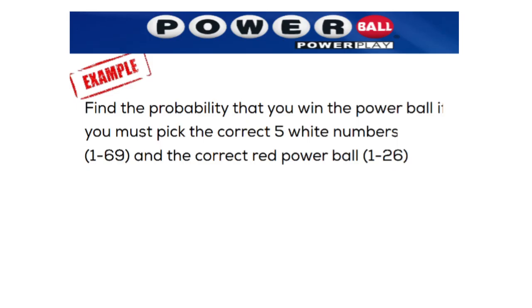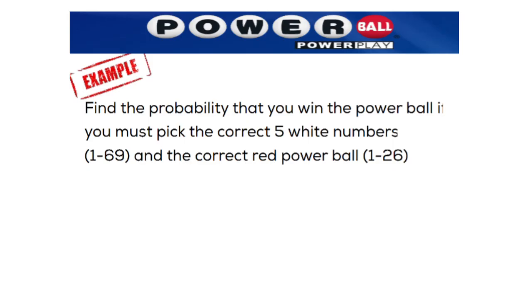Well, the white ping pong balls are numbered 1 to 69. And the red Powerball is numbered 1 through 26. So they have all of these little ping pong balls in, and then they shoot them out and say, oh, here's the first white ball, and here's the second white ball, and here's the third, and here's the fourth, and here's the fifth.